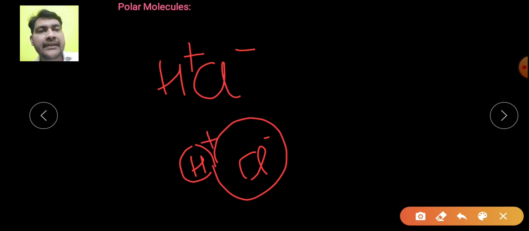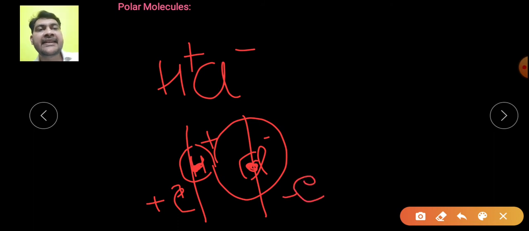Here is the center of positive charge and here is the center of negative charge. Both centers are far apart. Here it is plus e charge and here it is minus e charge. These are equal and opposite charges separated by some distance. So this molecule is acting as an electric dipole and it has some dipole moment.